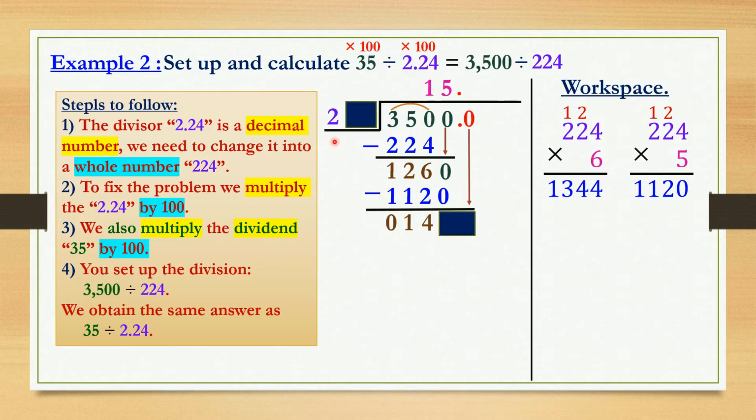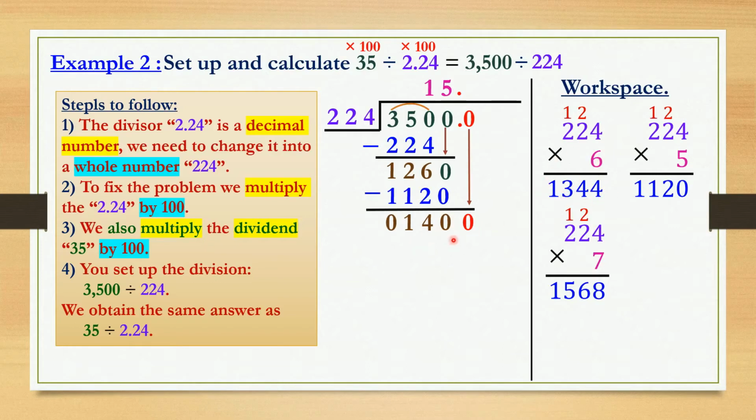14 divided by 2 is 7. We estimated that the quotient is 7. We multiply 224 by 7. We obtain 1568, which is greater than 1400. So we try the 6, it's already done.